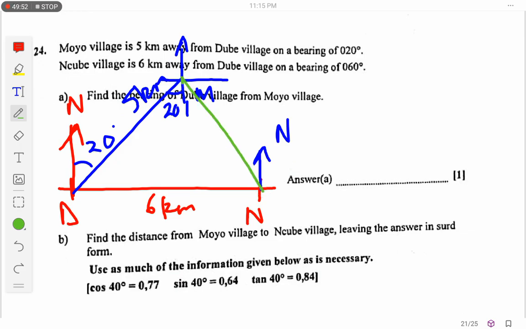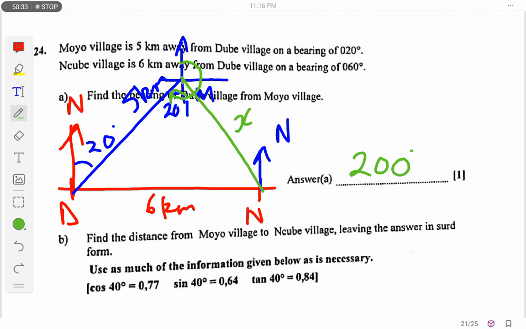From here to here, we move from north, so this is also an x. So the bearing of Dube from Moyo is going to be 90 plus all of this. So it's 180 plus 20. So it's going to be 200 degrees there. 180 is this one. Okay, that's how we find that one. Let's move on.